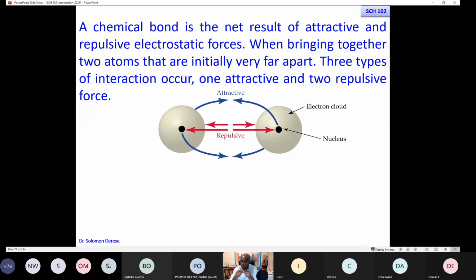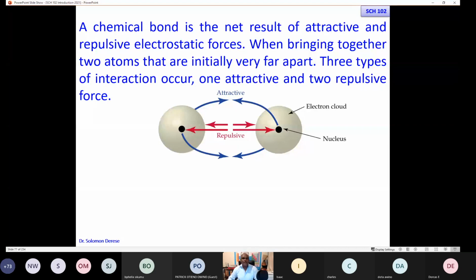As they get close to one another, there is going to be also a repulsive force, because the two nuclei of the two atoms are positively charged. They repel one another. Even the electrons of both atoms are also negatively charged. They will be repelling each other. So when atoms get close to one another, you will see one attractive force and two repulsive forces.